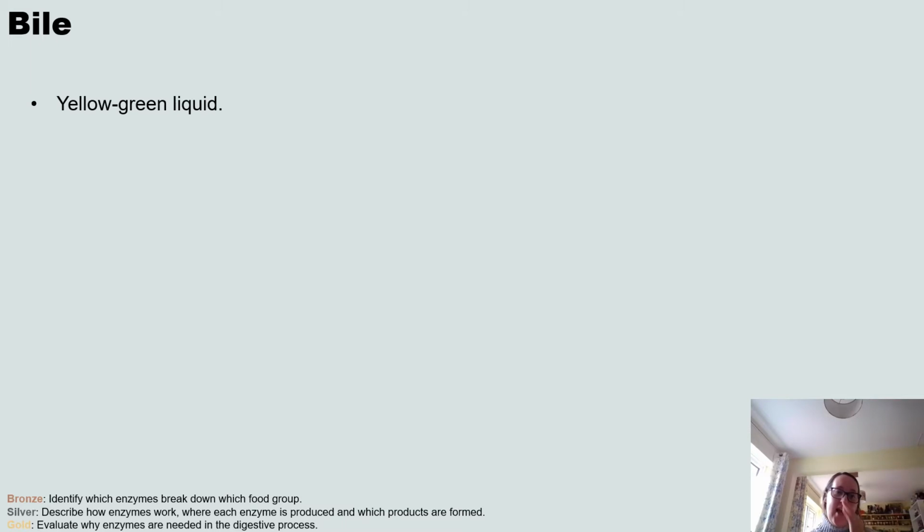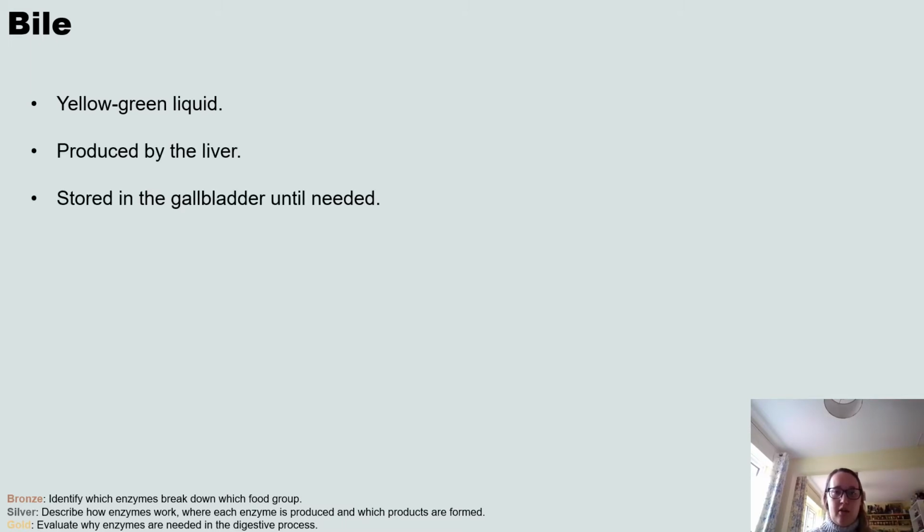So bile is a yellow-green liquid. It's produced by the liver and it is stored in the gallbladder, and that is until it's needed. Now you can have issues with your gallbladder, which we'll get into in a moment.